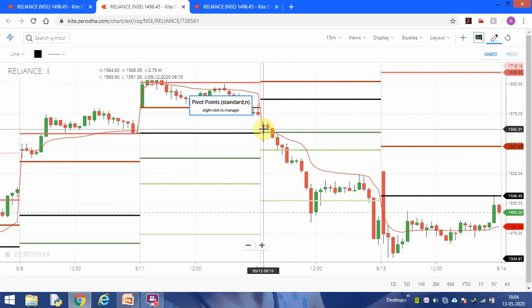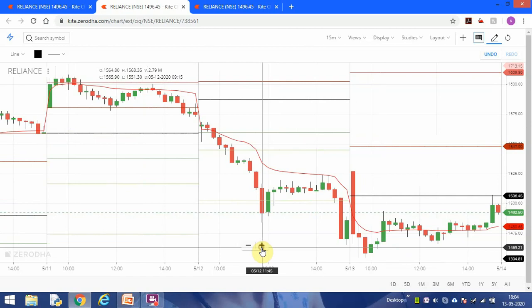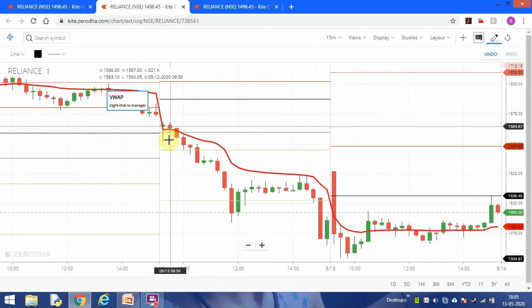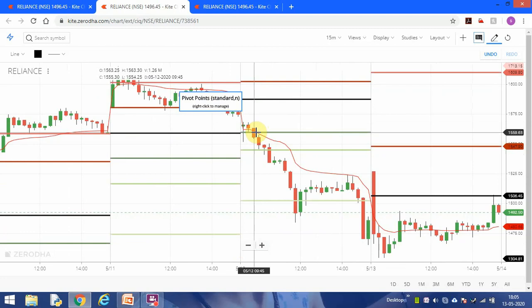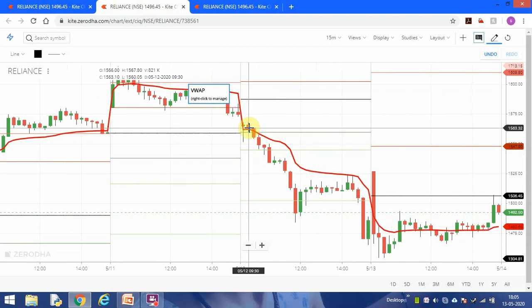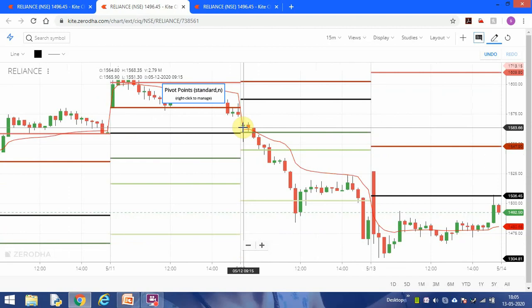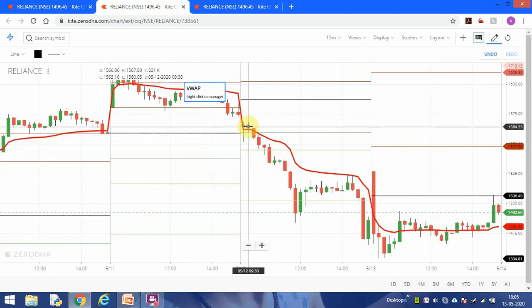You see here, this is the first candle. See, this is the first candle. Here it is the pivot point, and you see from here it is a big fall. Market has opened. This is the first 15-minute candle. This is the second 15-minute candle.